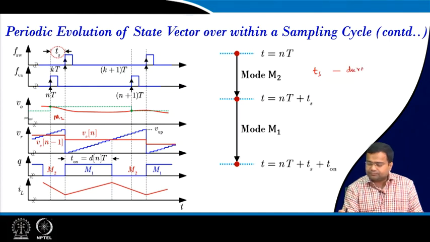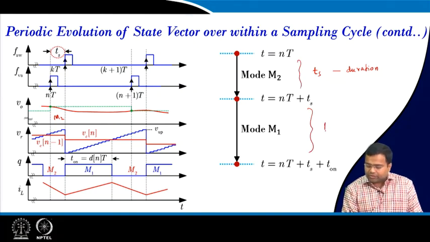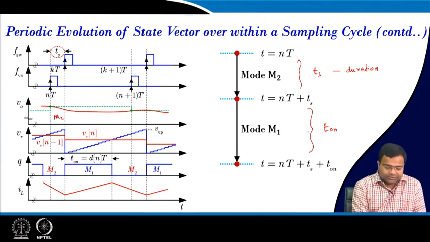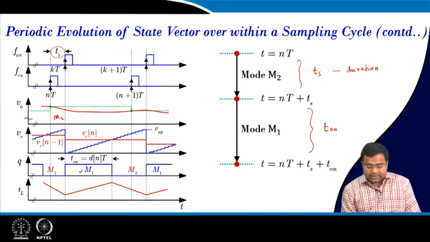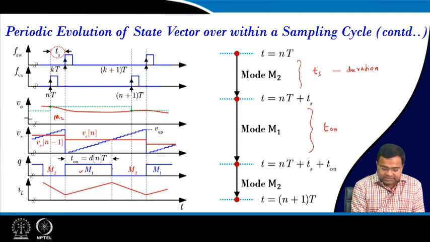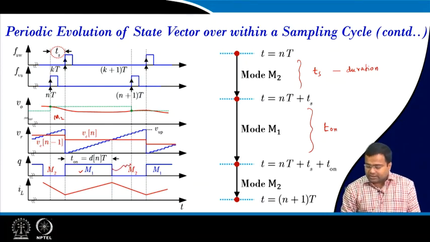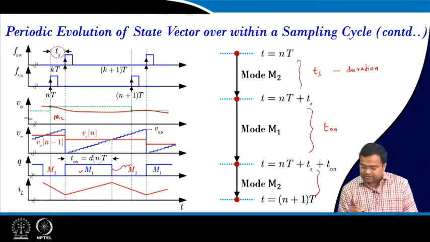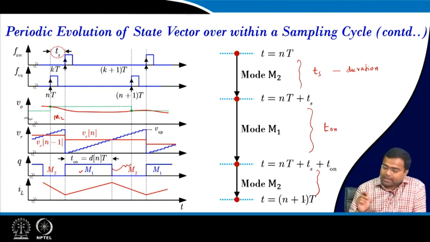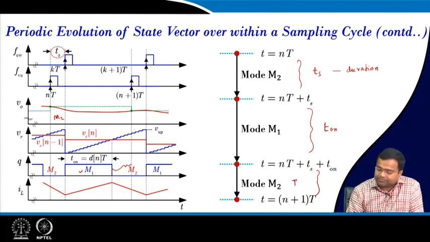Then comes mode 1. What is its duration? It will be T1, and this is under mode 1. So, you can see it is mode 1. Then the rest of the duration, which is this one. What is this duration? It is the total time, that means T minus T1 minus Ts, right.